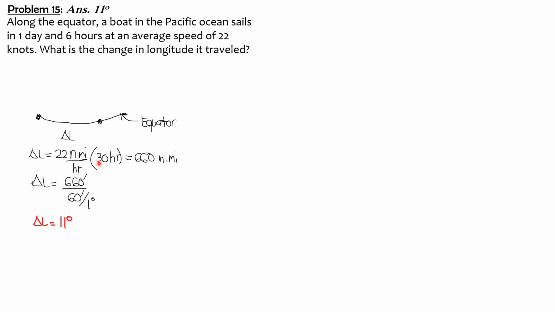Speed times time: 22 nautical miles per hour times 30 hours. So that's 660 nautical miles. Delta L therefore is 660 minutes, or 660 nautical miles divided by 60 minutes per degree. So that would be 11 degrees.